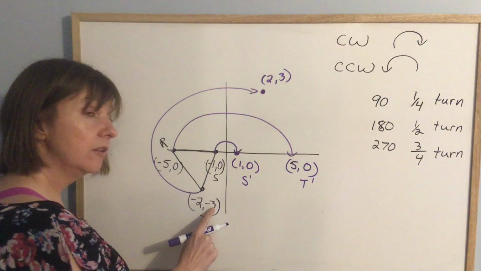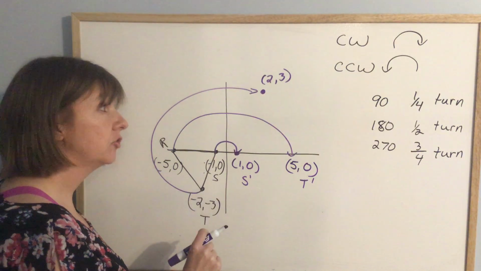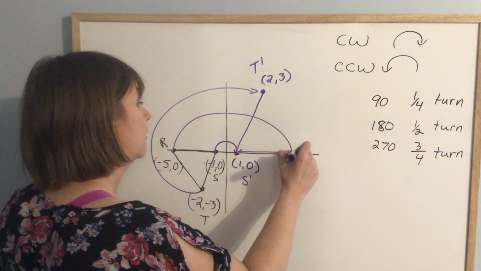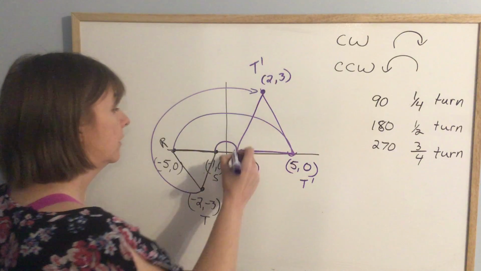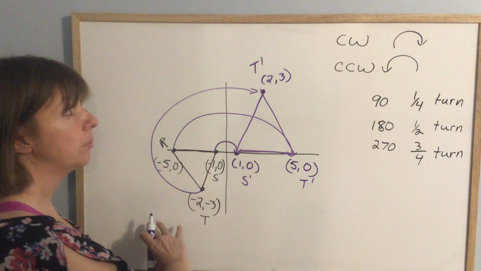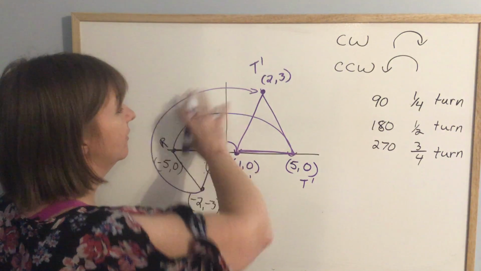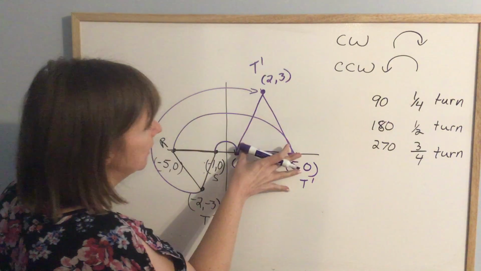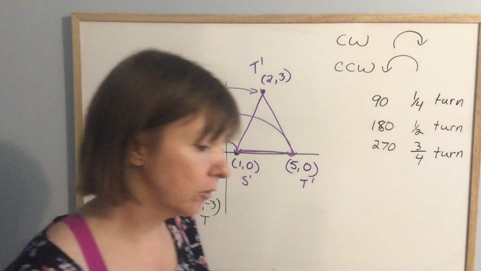So all of the signs changed. All of the signs changed. So it's the same triangle. It's just, I drew it bigger for some reason, but it shouldn't be bigger. That's just me. Okay, but it completely rotated 180 degrees.